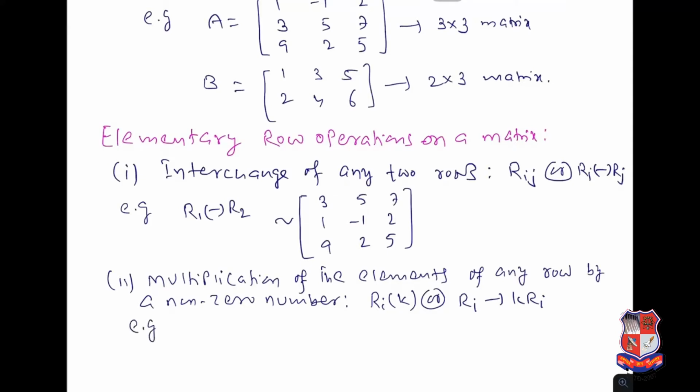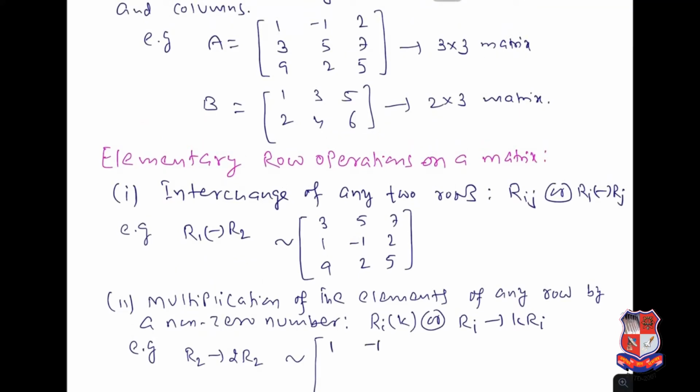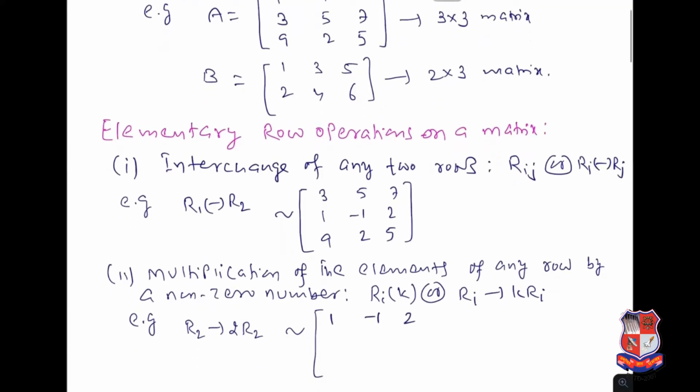Say in this A, if I multiply every element of, say suppose, second row, so R2, by say suppose 2, so 2R2, then the matrix looks like this: 1 minus 1 2. Now every element of second row multiplied by 2, so this is 6, 10 and 14, 9, 2 and 5. Okay, so this is the way.